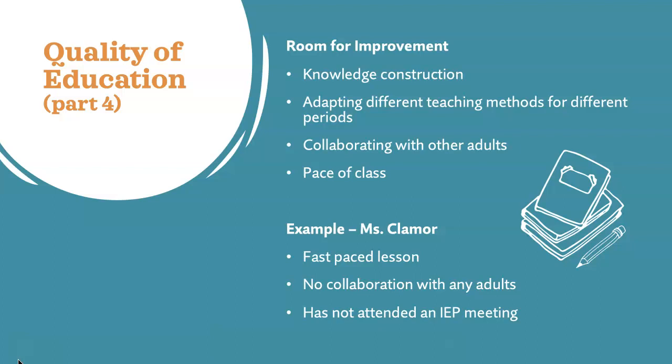An example of this is Ms. Clammer. Her lesson was extremely fast paced, which could be an obstacle for students with a disability. She admitted that she does not collaborate with any adults, although she does have students with IEPs or disabilities in her classroom, and she has not attended an IEP meeting.